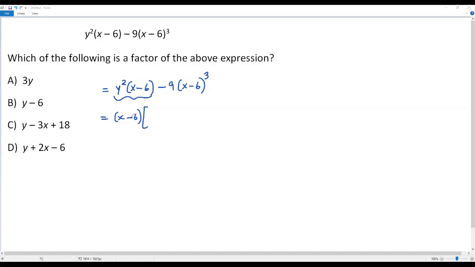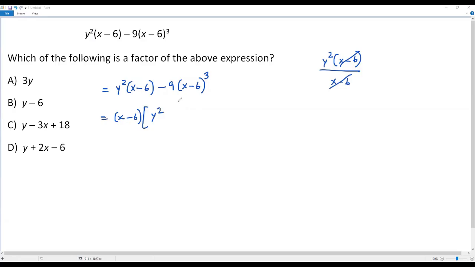Let me divide this one by x − 6. Let me do it separately. That is y squared times (x − 6) divided by (x − 6). This x − 6 will cancel out, and then I'm getting y squared. So when I factor x − 6 from this term, the rest of the stuff is y squared.